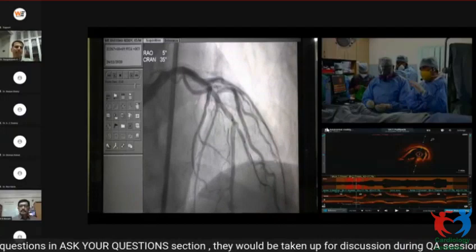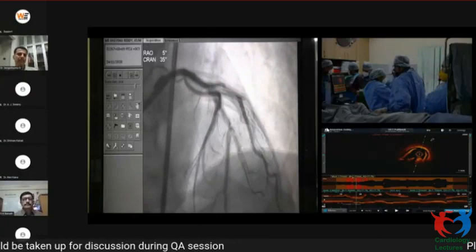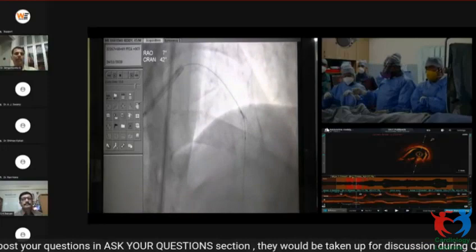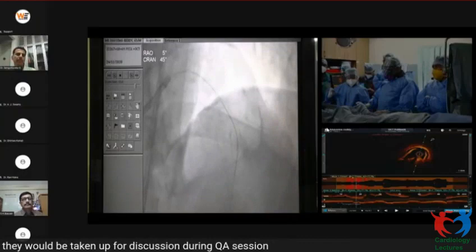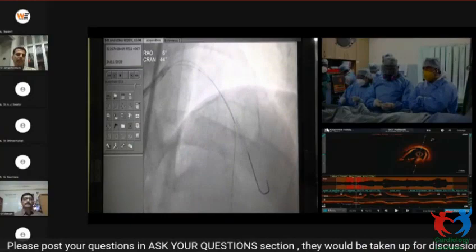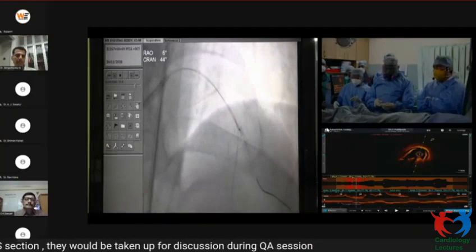Then this is a diagonal stent. We have put 2.2.2. So we have recrossed the stent struts. Go to the next. Stent struts. Next.